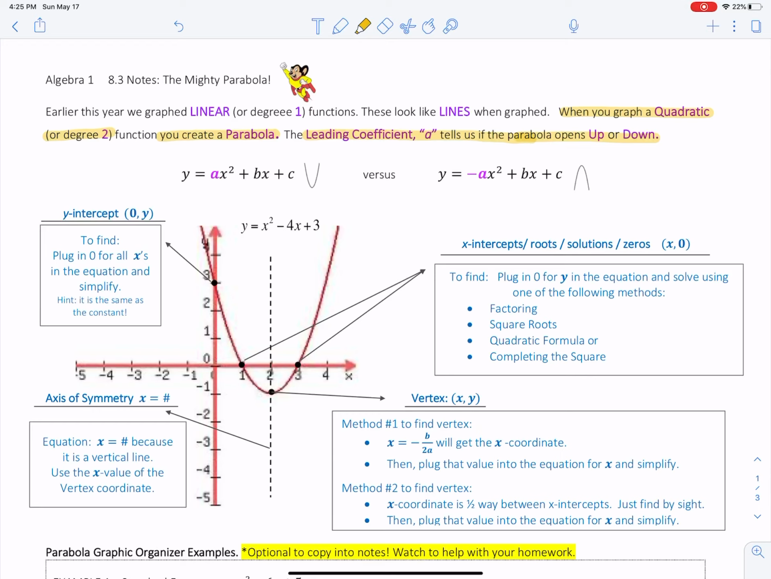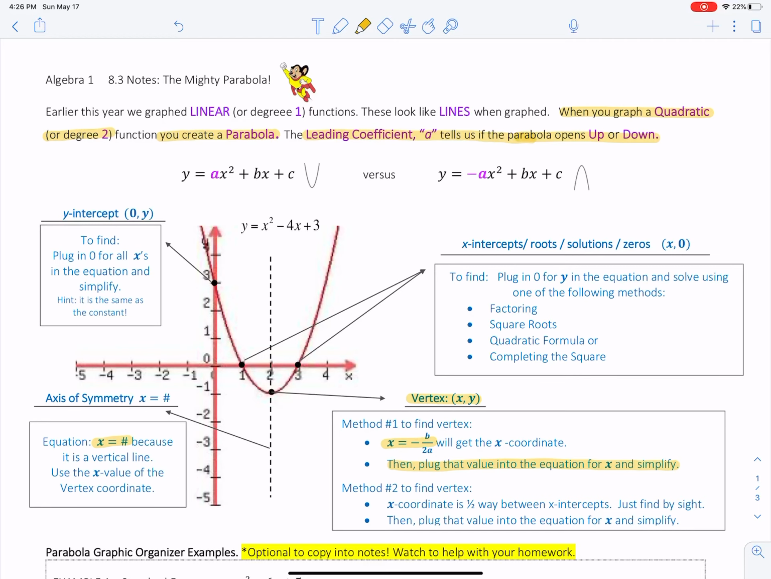Now, this note page tells us a lot about what we talked about on the first set of notes. Your axis of symmetry is x is equal to a number. Now it's x is equal to negative b over 2a, and then you plug in that value to get the y coordinate for your vertex.